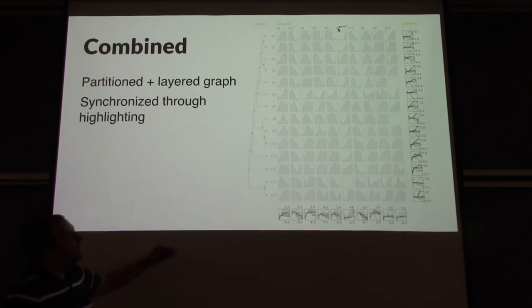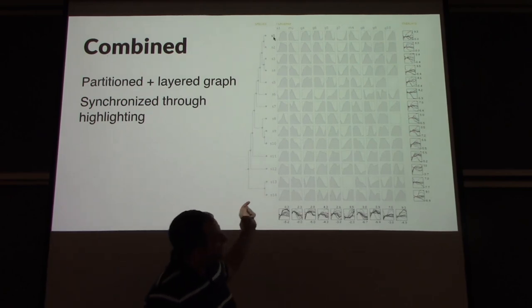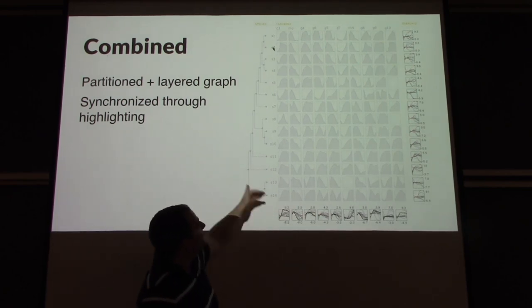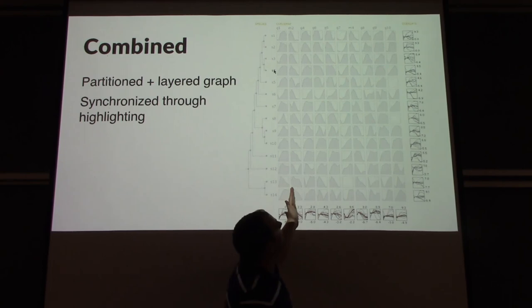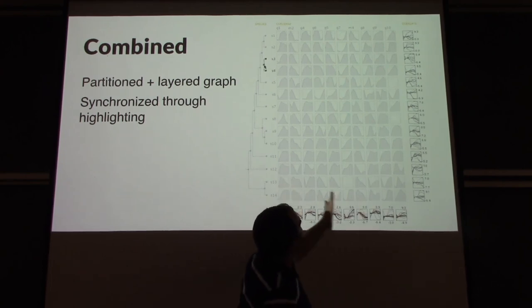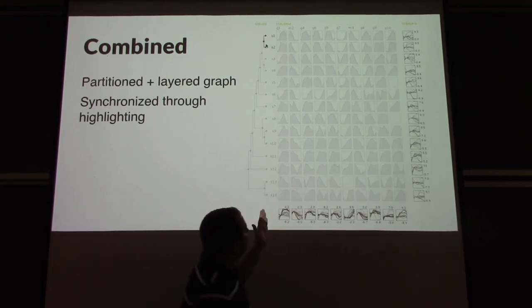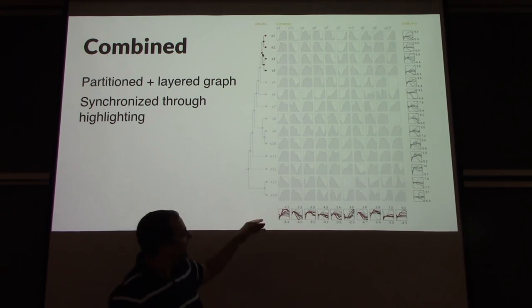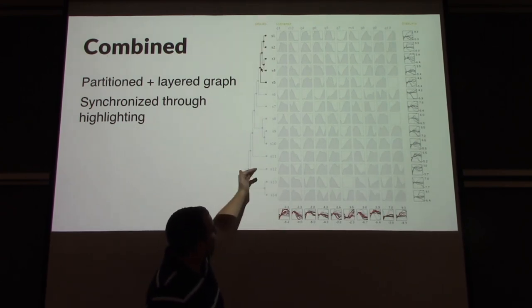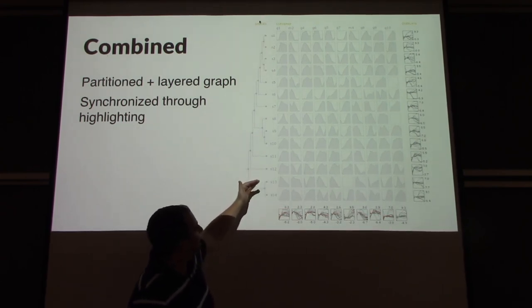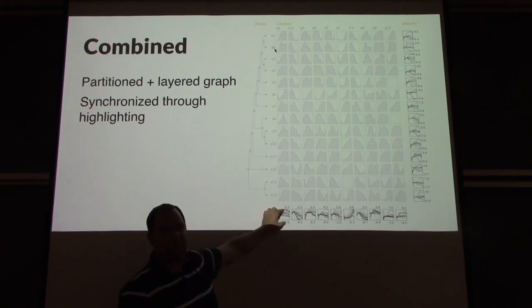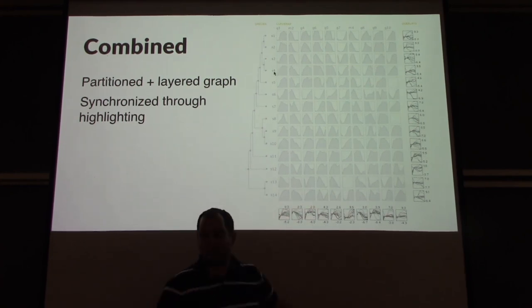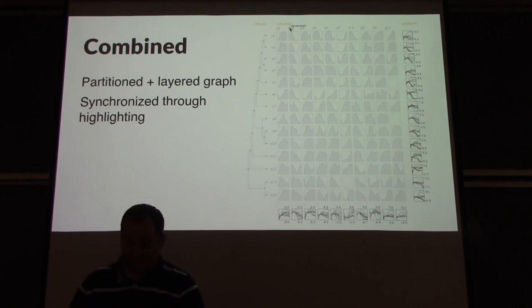So here, this is gene expression data over time across different species, across different, I forgot what that was exactly. But anyways, it's faceted in two ways. And what we see is here it's split up, so we can see each individually, but down here we have layered charts. So we have both, in this case, a partitioned and a layered graph.